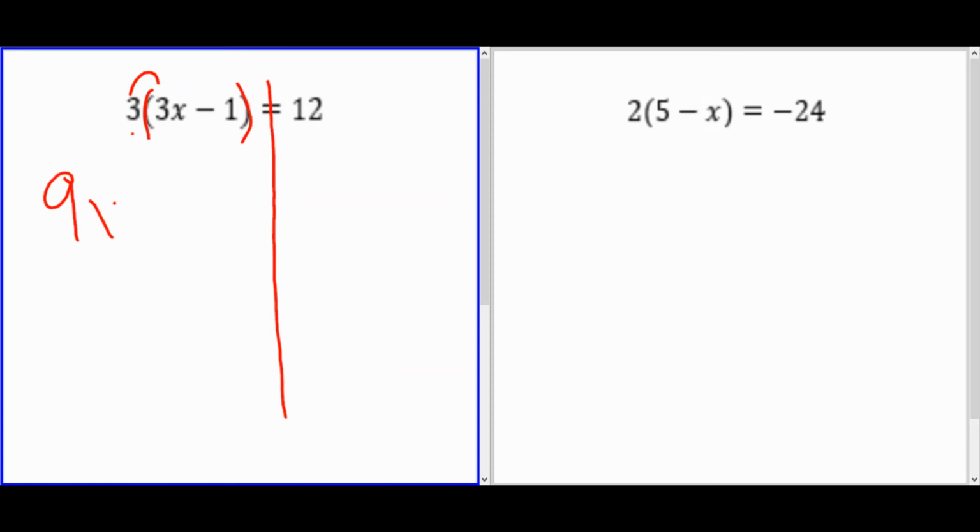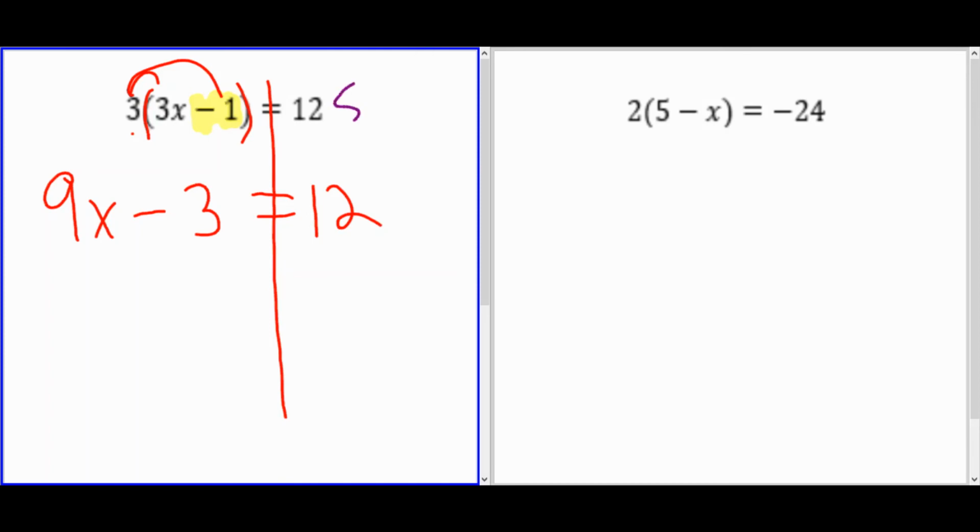So this is 9x. And then be very careful when you distribute to the next term, it's got to include the sign. So that sign is negative 1. So I'm going to distribute the 3 to the negative 1. 3 times negative 1 is negative 3. And then we'll set that equal to 12. And this is just an equation, 9x minus 3 equals 12.